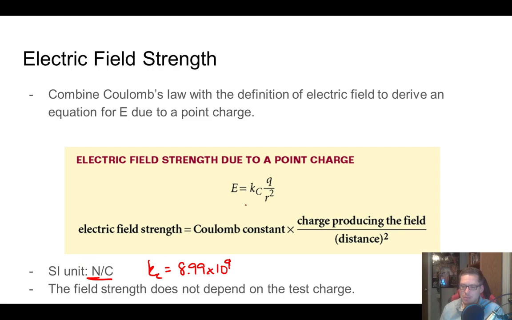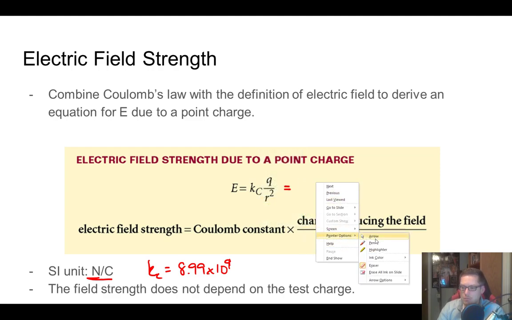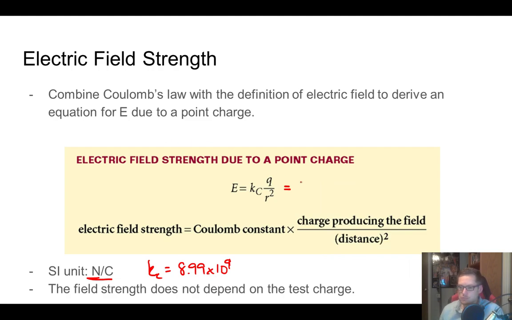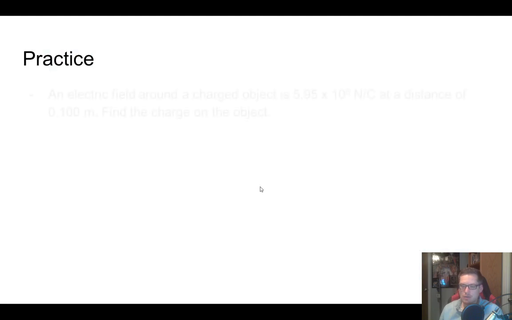So now we've got two equations, right? We've got this one here, and then we've also got Fe over Q naught. So we've got both these equations that we can use interchangeably to help us solve problems. So let's try one right quick.